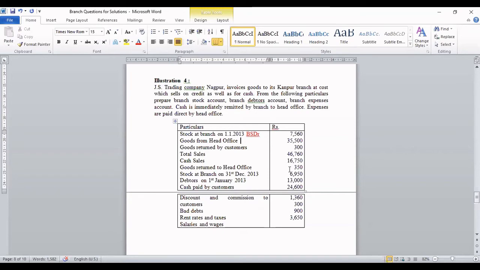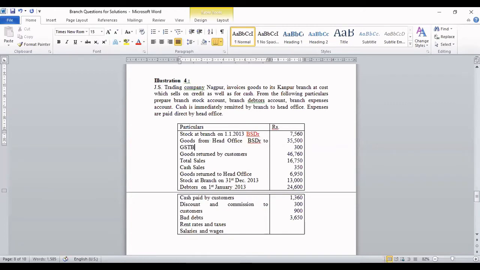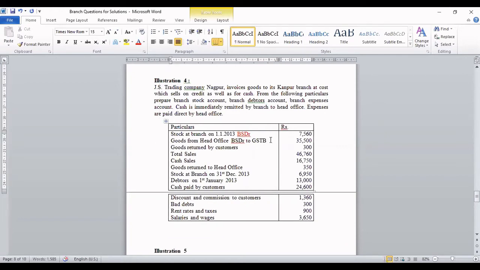Come on, tell me what will be the entry for this? Branch stock will be debited, na bacha? Yes. Branch stock account debit to goods sent to branch account. Okay, very good. So this is the entry which we have to pass.